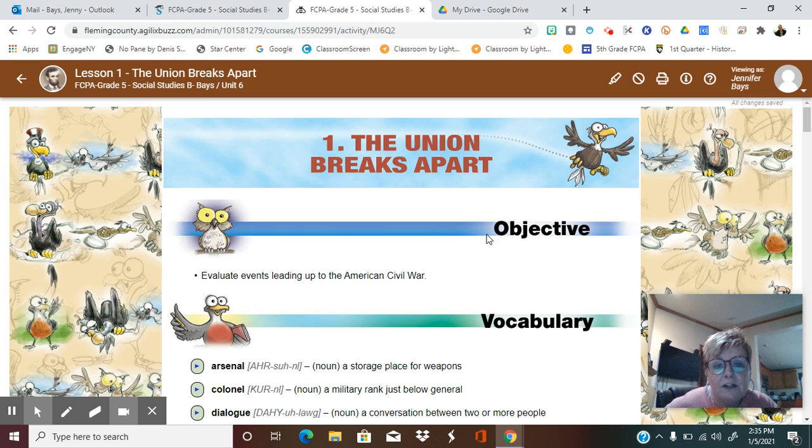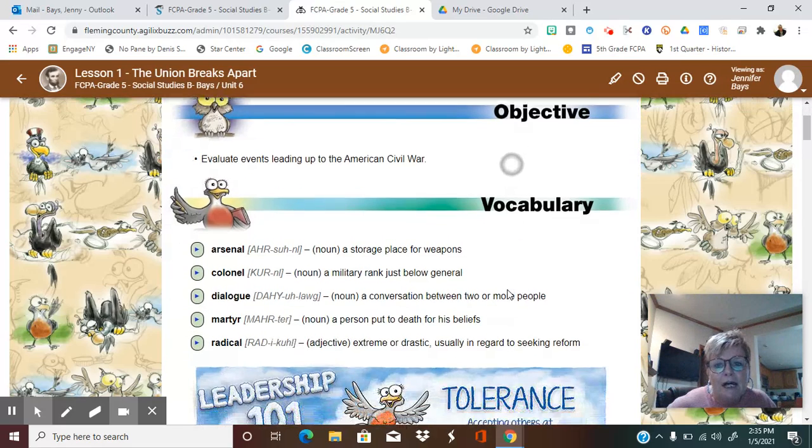This unit that we're getting ready to start is about the Civil War. The entire unit is about the Civil War, so you're going to go into lots of detail as we go through. But the first lesson is about the Union breaking apart. So what happened in the Civil War?